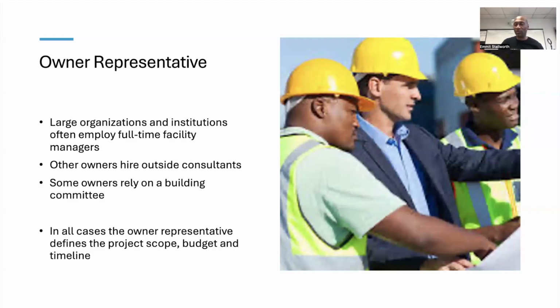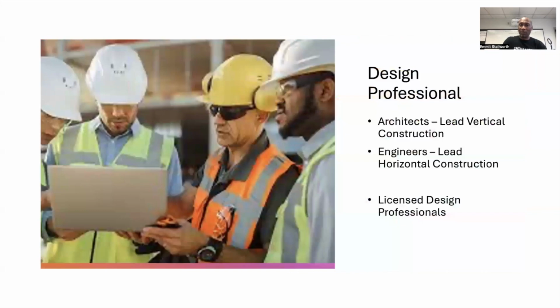Also, churches do that. You've got a church, they're doing a project, they create a building committee. In all cases, the owner representative defines the project scope, budget, and timeline. So they're responsible for that. And remember, guys, you're going to keep seeing that: budget and time, and scope, I guess you can say quality, so code compliant. So these are your owner representatives. They play a role in this as well, guys.